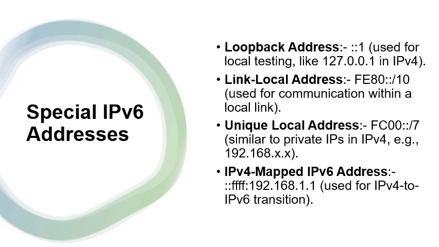Third one is unique local address. It works like private IP addresses in IPv4 and used for internal networking. And the last one is IPv4 mapped IPv6 address. It helps in the transition from IPv4 to IPv6 by allowing IPv4 addresses to be represented in an IPv6 format. These addresses make IPv6 more versatile and adaptable to different network environments.